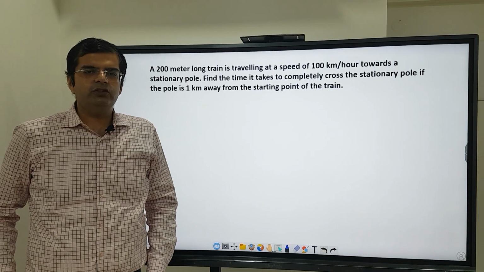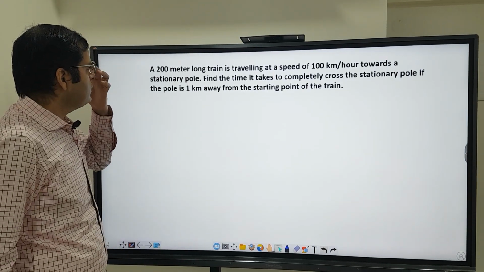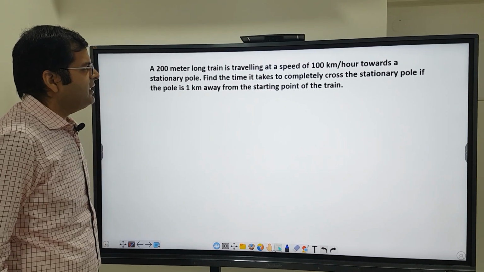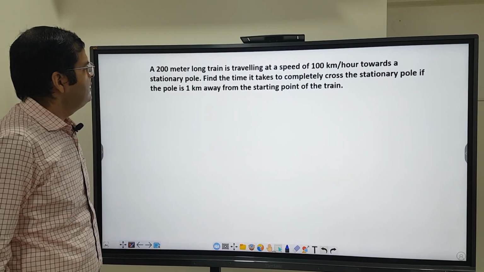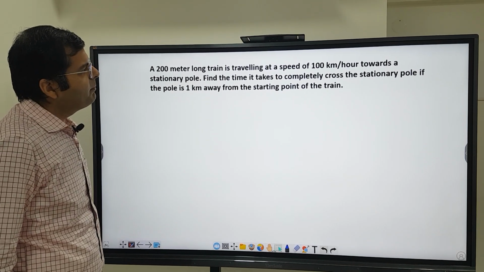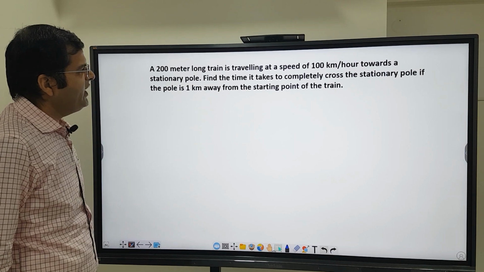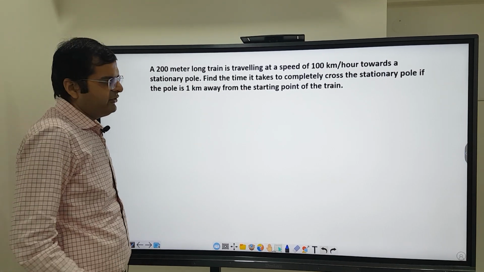So this is the 21st question of the time, speed, distance chapter. The question says a 200-meter long train is traveling at a speed of 100 km per hour towards a stationary pole. Find the time it takes to completely cross the stationary pole if the pole is 1 km away from the starting point of the train.